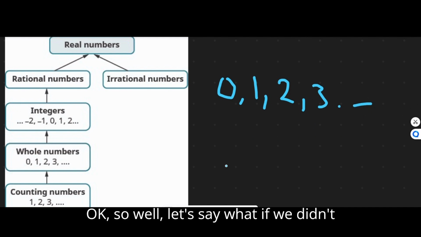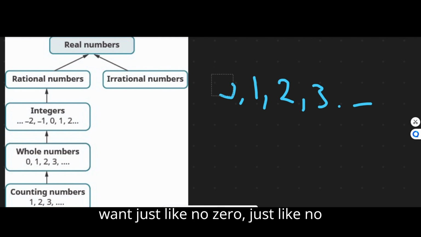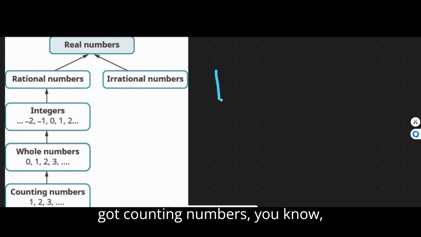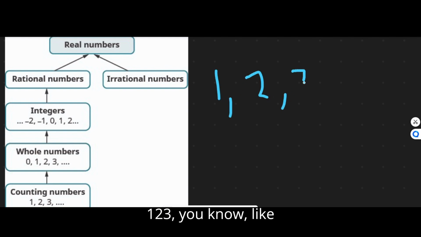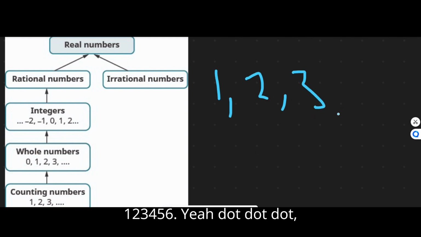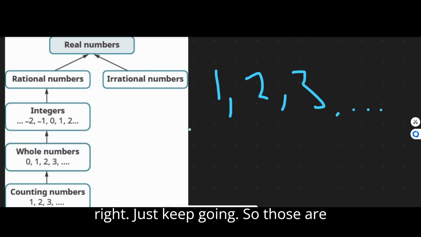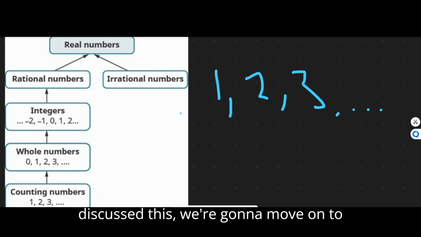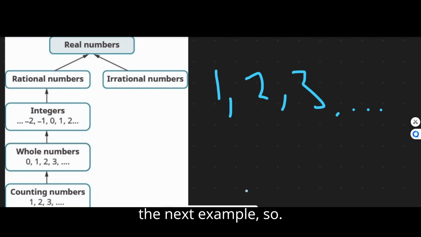Dot, dot, dot. Okay? So, what if we didn't want 0, only positive numbers? Then we have counting numbers: 1, 2, 3, 4, 5, 6, dot, dot, dot, right? Just keep going. So those are counting numbers. Since we discussed this, we're going to move on to the next example.